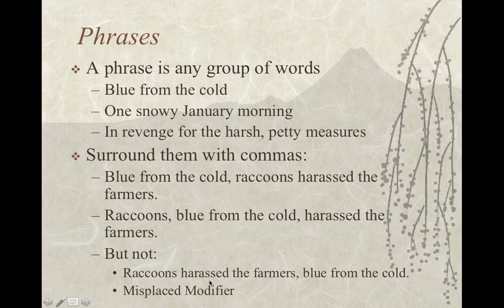Except, we don't want to do this. Raccoons harass the farmers, comma, blue from the cold. Why not? Because now it looks like the farmers are blue from the cold, not the raccoons. Okay? So you can put it pretty much anywhere, but it's got to be somewhere near what you're modifying. If you don't, then that's an error called a misplaced modifier. And that's what happens here. If the modifier is misplaced, it now seems to describe the wrong thing.